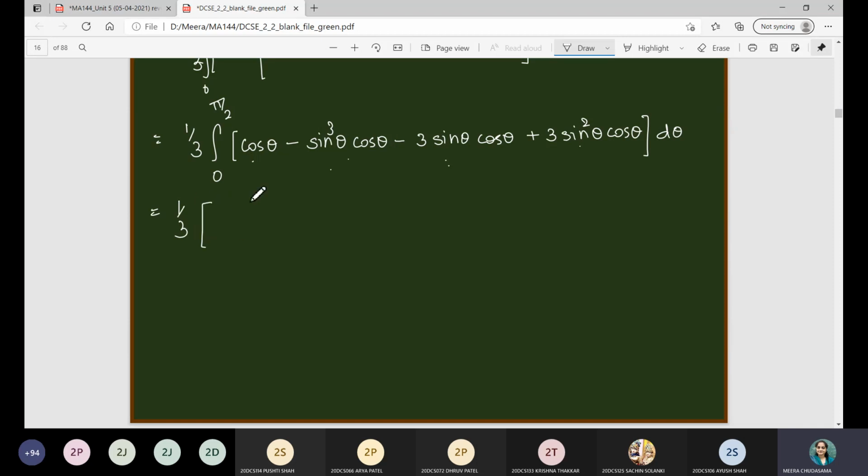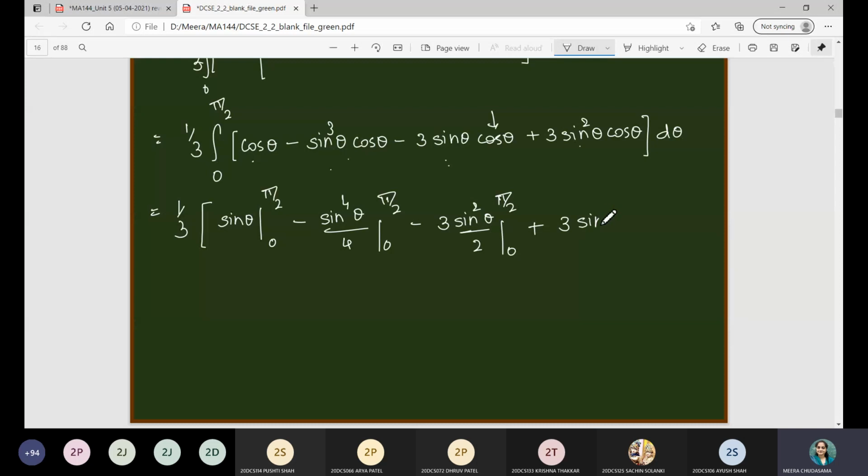So I will write it over here. This cosine function integration is sine theta, so it is sine theta varying from 0 to pi by 2. This one will be sine raised to 4 theta upon 4, 0 to pi by 2, minus 3 sine square theta upon 2. You can consider here cosine theta as a function and its derivative as minus sine theta. In both the cases, you will get the same answer. Okay. Then 3 sine cube theta upon 3. So that 3 gets cancelled, and this is what we have.